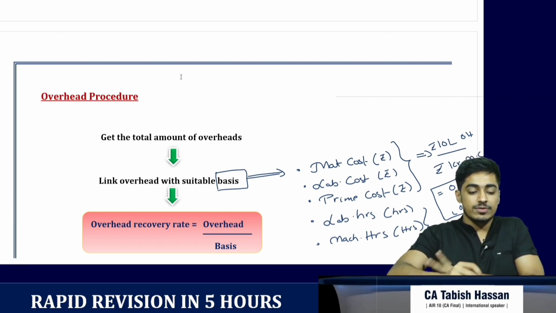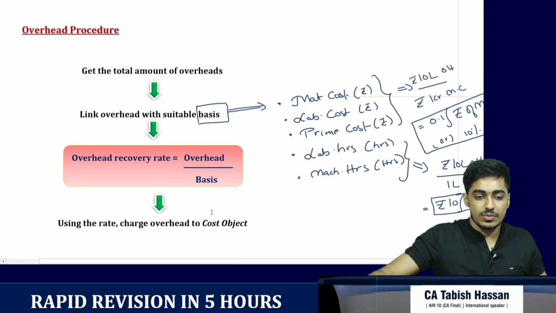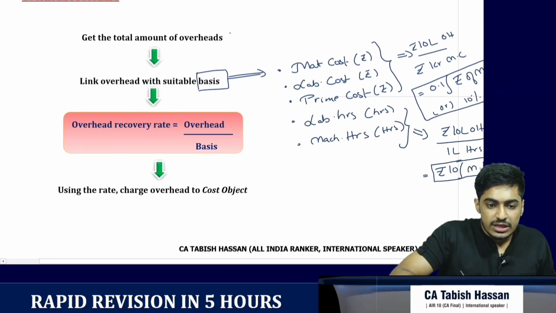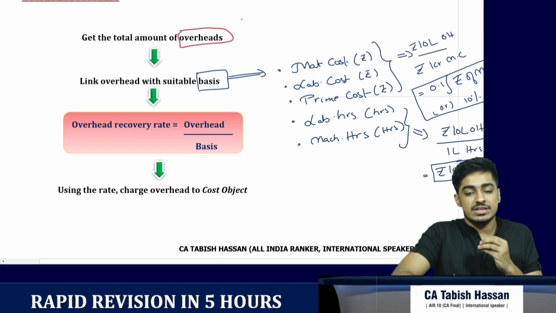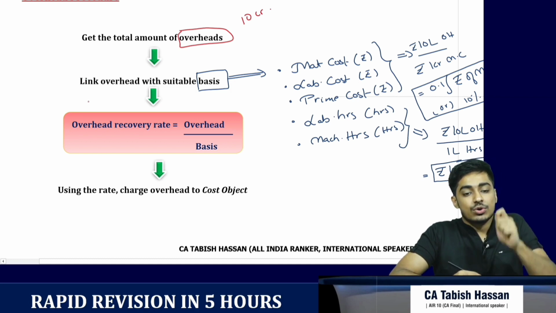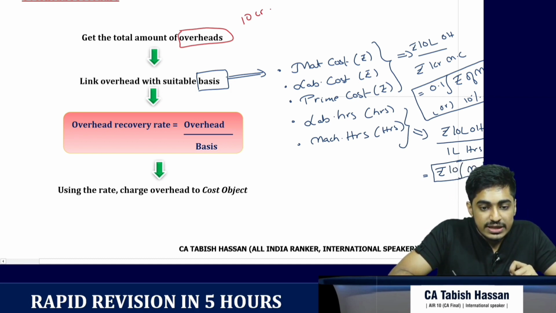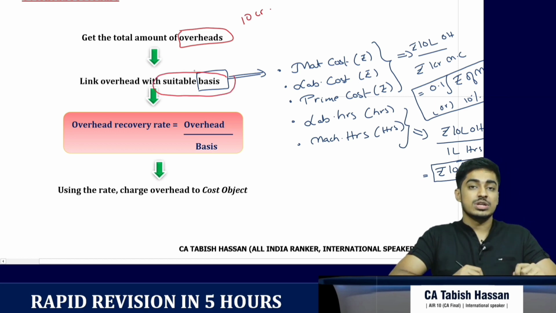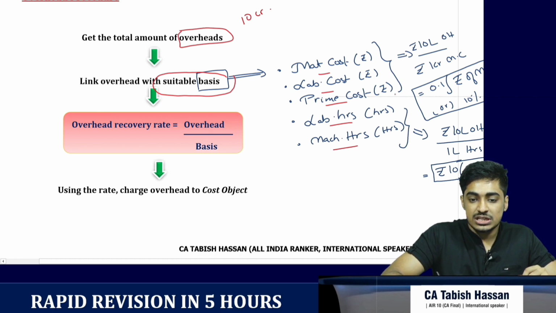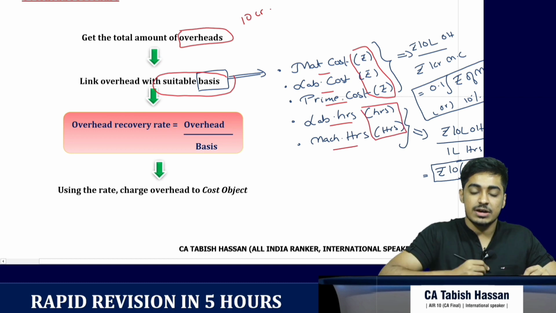So what is the overall procedure of calculating overheads? First we have to get the total amount of overheads in a period. Say for example, the total overhead comes to 10 crore rupees, and then we have to link every item of overhead with a suitable basis. The different bases could be material cost, labor cost, prime cost, labor hours, or machine hours. Material cost, labor cost, and prime cost are in terms of rupees, and labor hours and machine hours are in terms of hours.